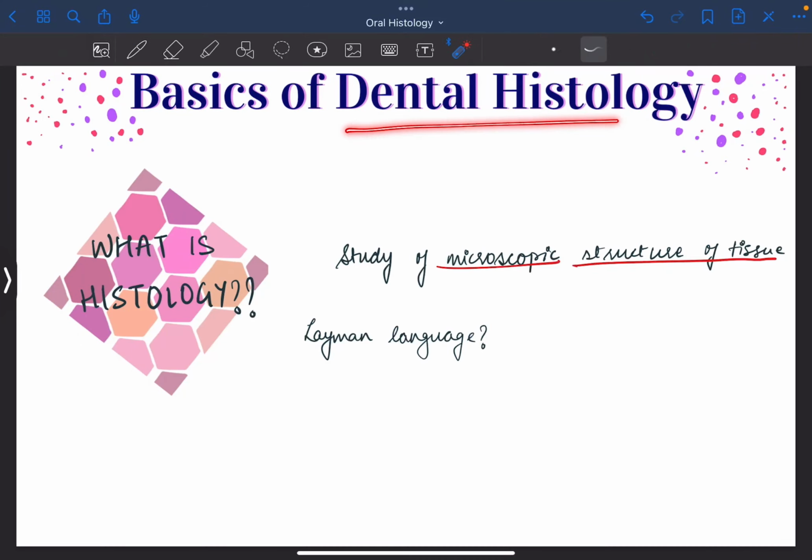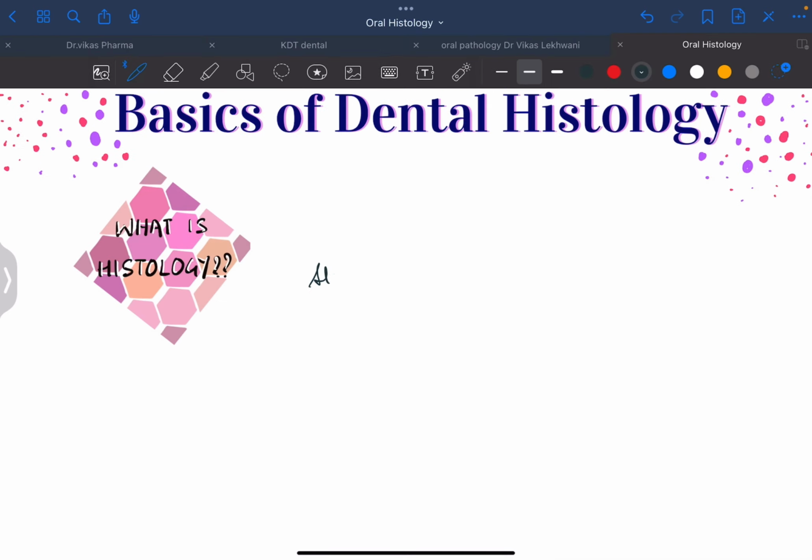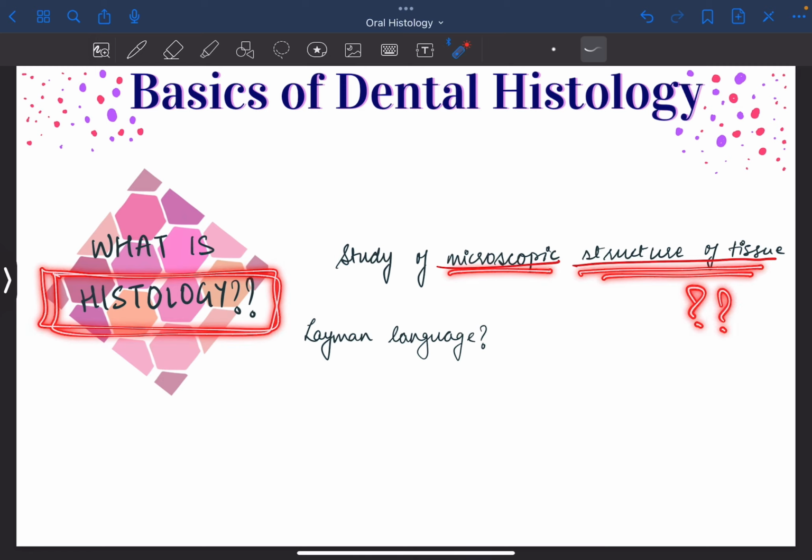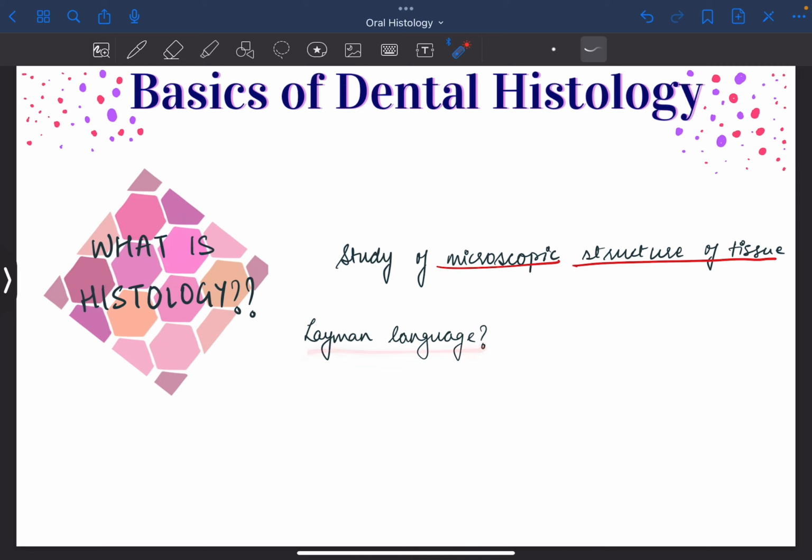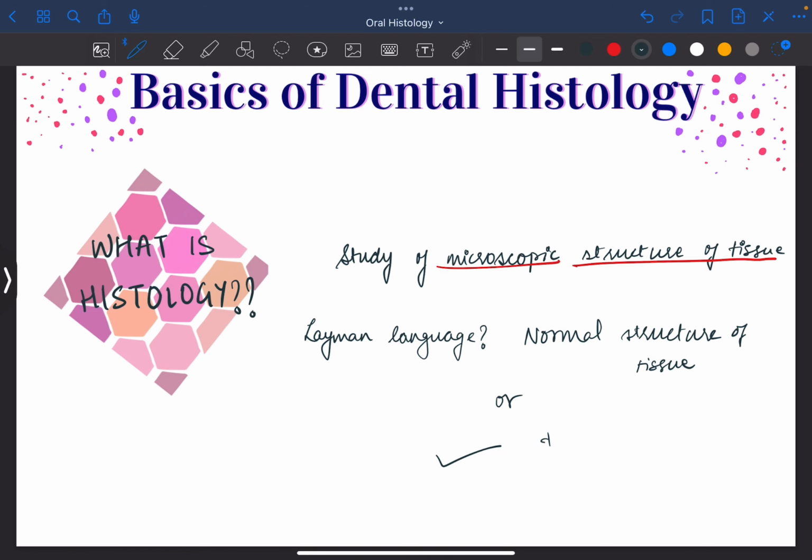हिस्टोलॉजी स्टार्ट करने से पहले कुछ प्री रिक्विजिट्स है जो हमें जानने चाहिए. तो फर्स्ट क्वेश्चन आता है कि हिस्टोलॉजी क्या है. It is the study of microscopic structure of tissues, but what does it actually mean? So in layman language, it means study of normal structure of tissue, or we can say tissue जैसा है हम उसे वैसा ही पढ़ रहे हैं या जान रहे हैं.